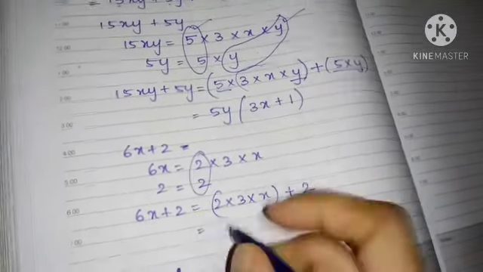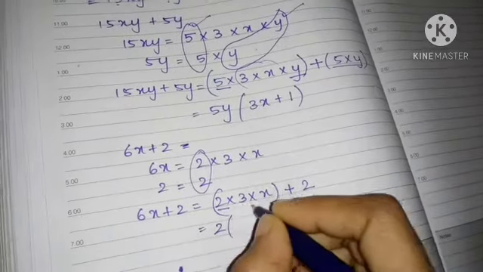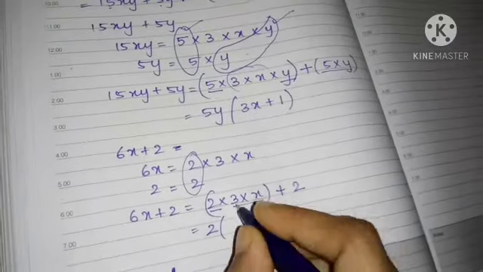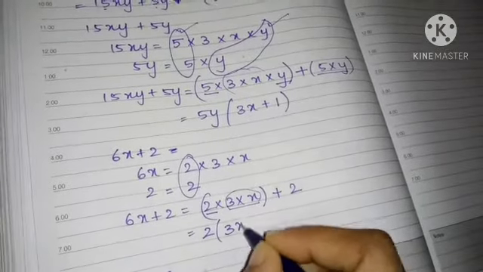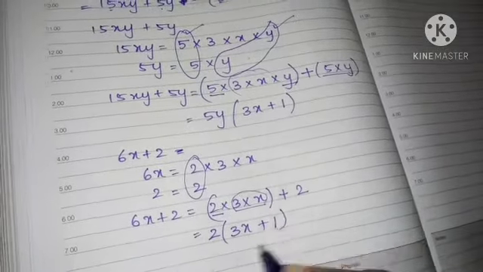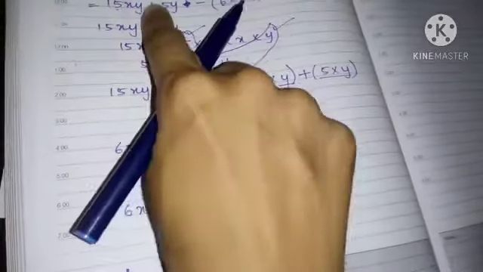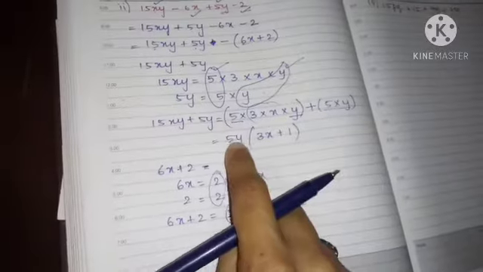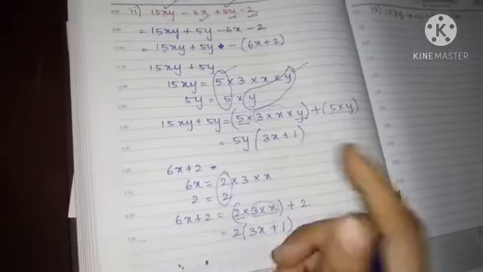So if I take 2 outside, what is remaining? 3 into x, 3x. If I take 2 outside, 1. So 3x plus 1. Now I am combining this term and this term, 15xy plus 5y. What is the answer? 5y into 3x plus 1.